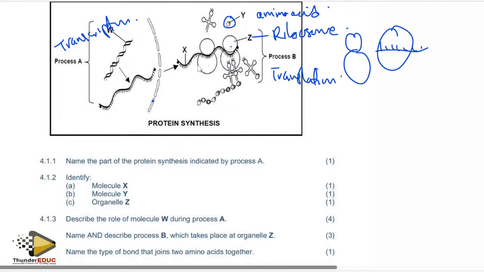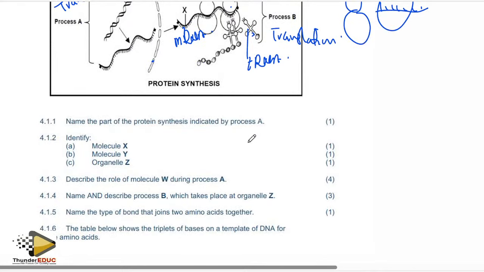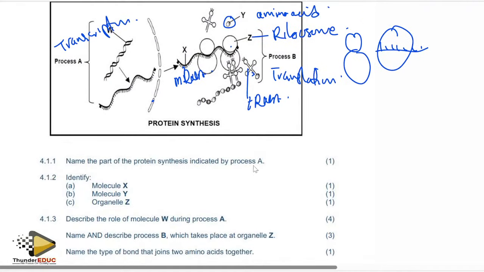What is this on the ribosome? It is a messenger RNA. And then what is this? This is a tRNA. Protein synthesis. Name the part of protein synthesis indicated by A. A, we said, is transcription. You see? Now you're able to obtain answers. Why? Because you have labeled everything. It's transcription.